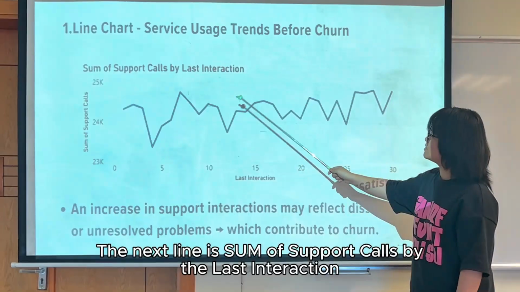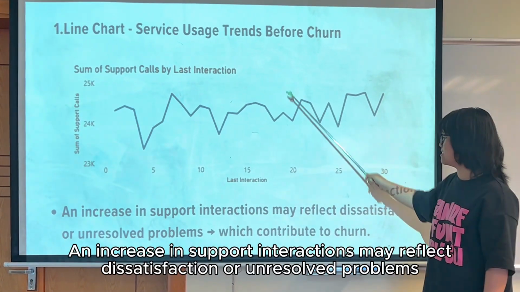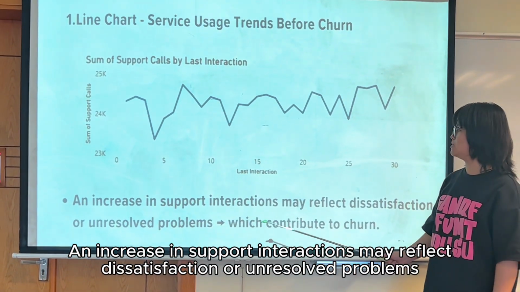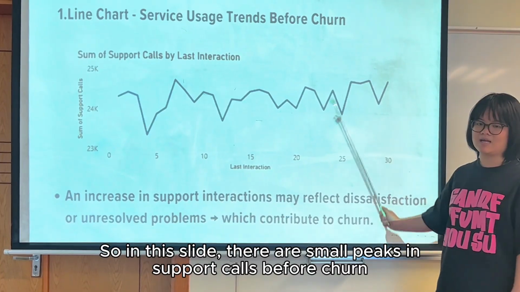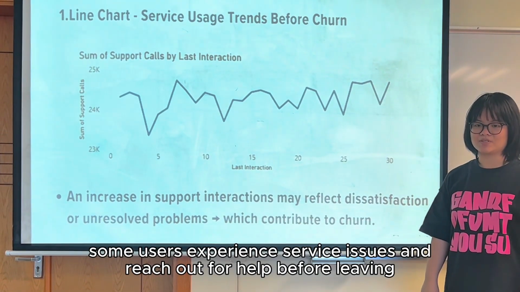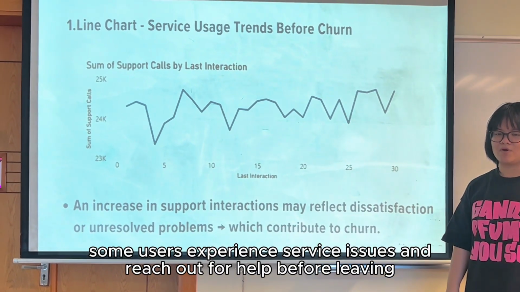The next line is support calls by last interaction. There is an increase in support interaction, and that may reflect dissatisfaction or unresolved problems. In this line, there are small peaks in support calls before churn, suggesting that some users experience service issues and reach out for help before leaving.